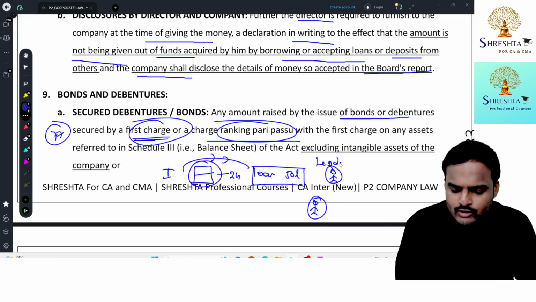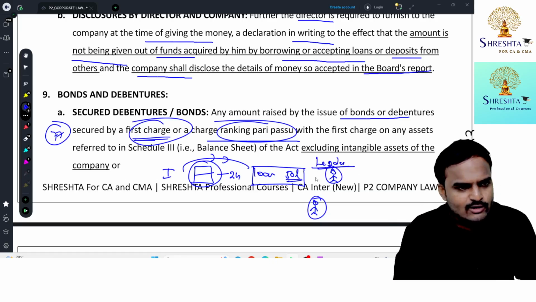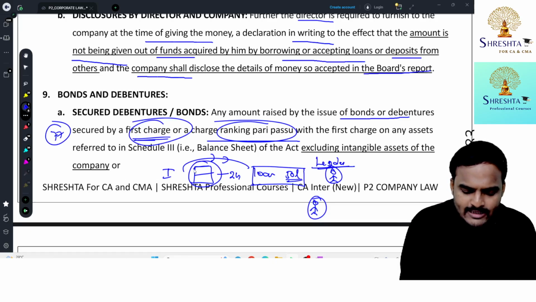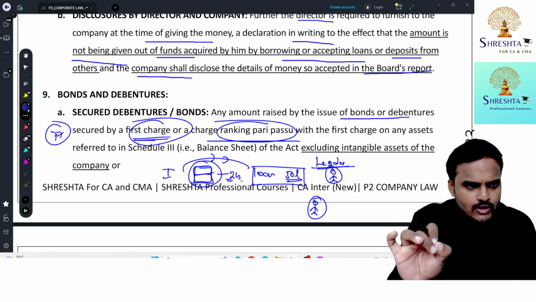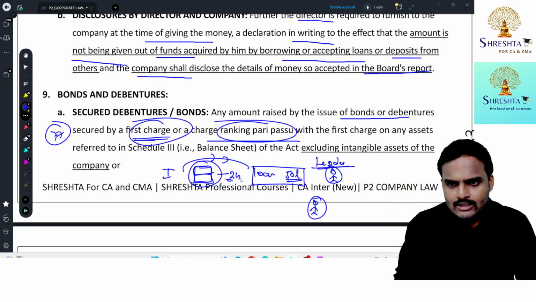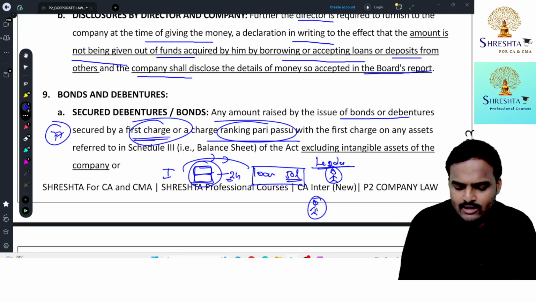So first time we went to one lender, he gave us 50 lakh rupees and we provided this property as a security. The value of property is 2 crores. For 50 lakhs loan amount, we provided this property as security, rupees 2 crores property. After 6 months, again I need funds. I went to a second lender. This time only 25 lakh rupees loan.